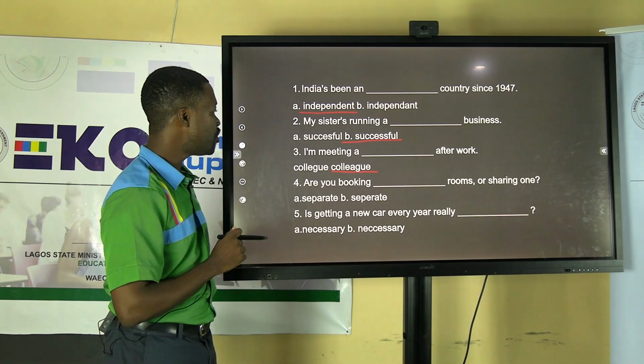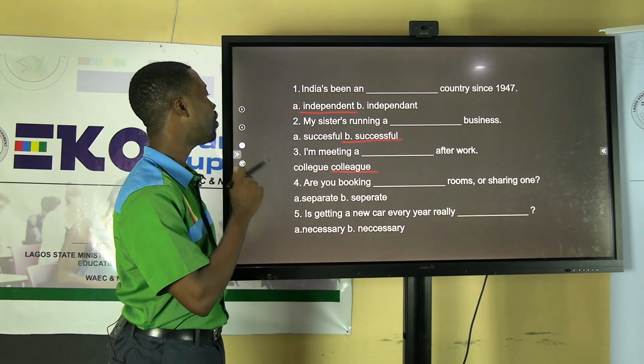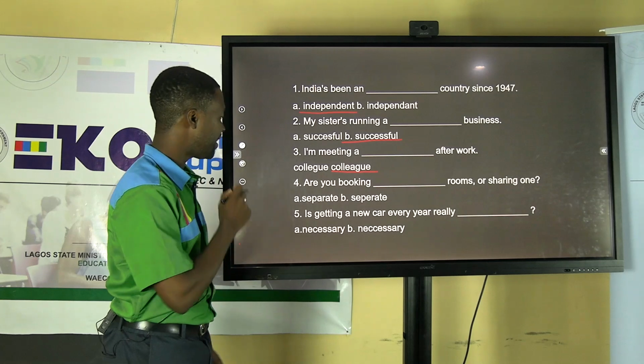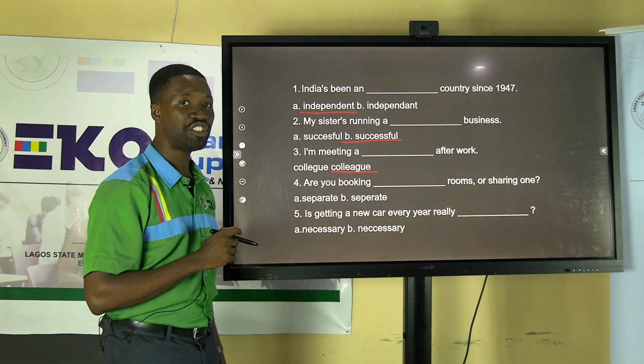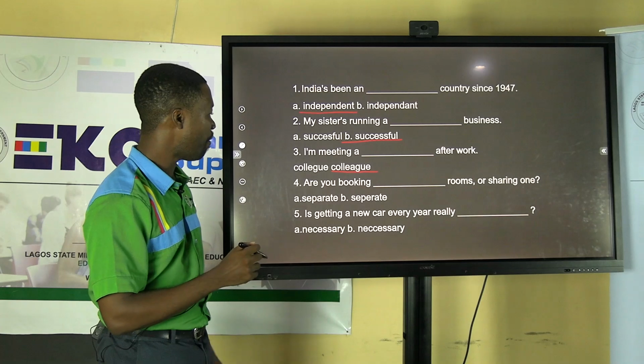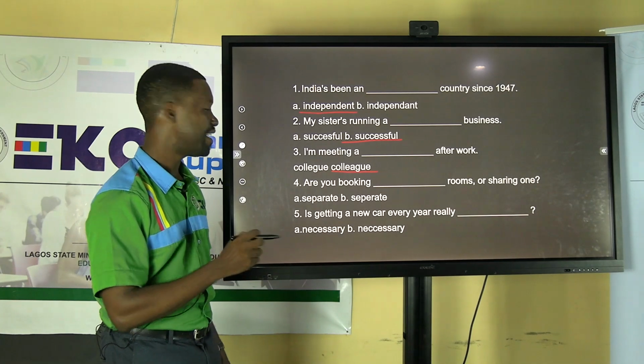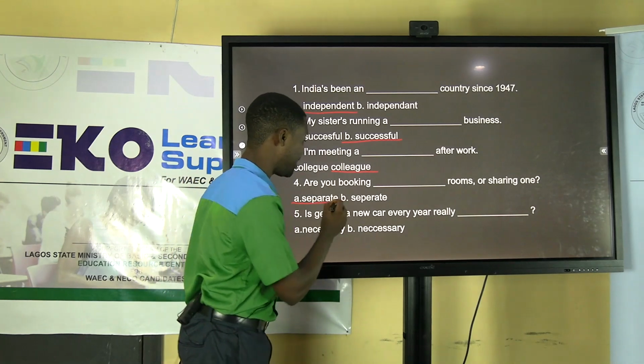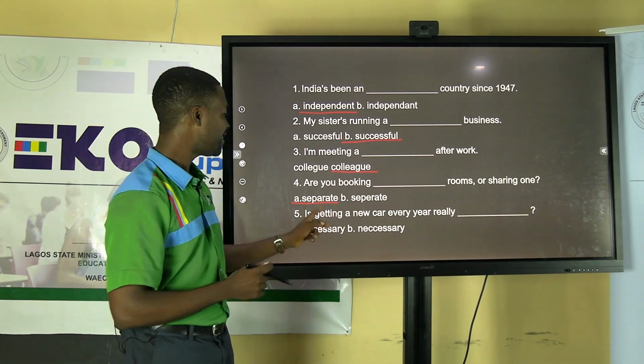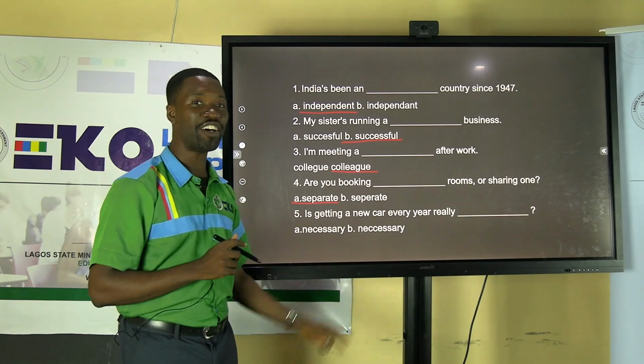Are you booking dash rooms or sharing one? The word is separate. How do you spell separate? Is it A or B? Some of you are saying it's A, some of you are doubting B. It is spelled with A, yes. Wow, you are amazed. Separate is spelled with A, not E.